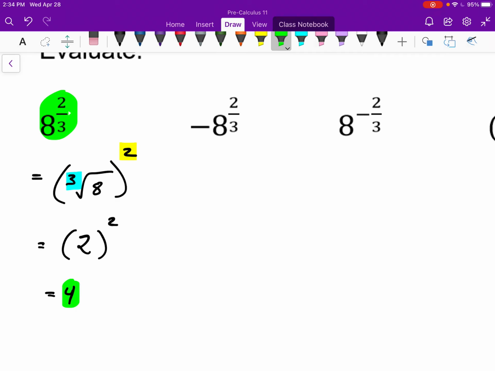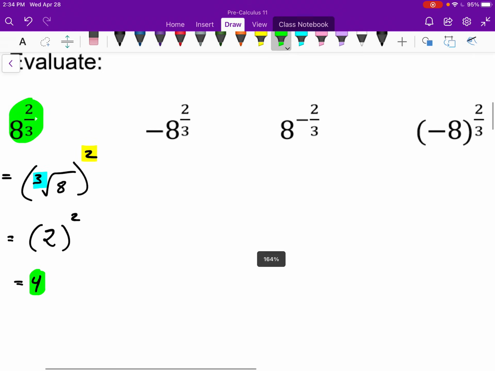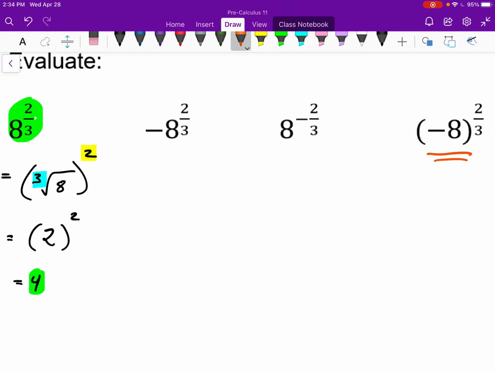So if I look at the next one, I have negative 8 to the 2/3. There's no brackets here. And in fact, if you compare this to the one that's on the right side of my screen, they're very similar, but they are different. The one on the right side of the screen, there's brackets around the negative 8. That means the number negative 8 is what's being raised to the 2/3. If there are no brackets, though, it means something different.